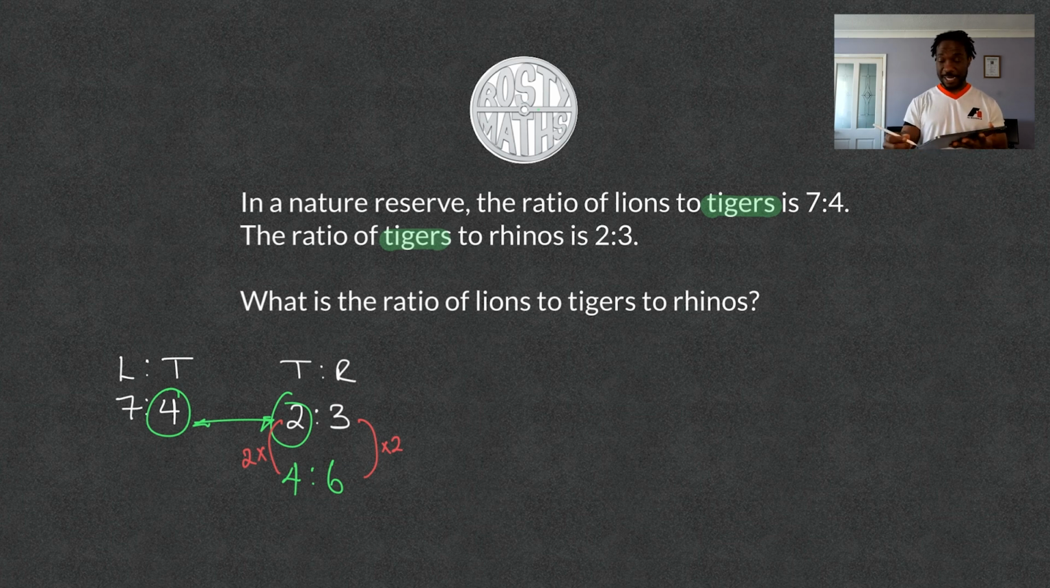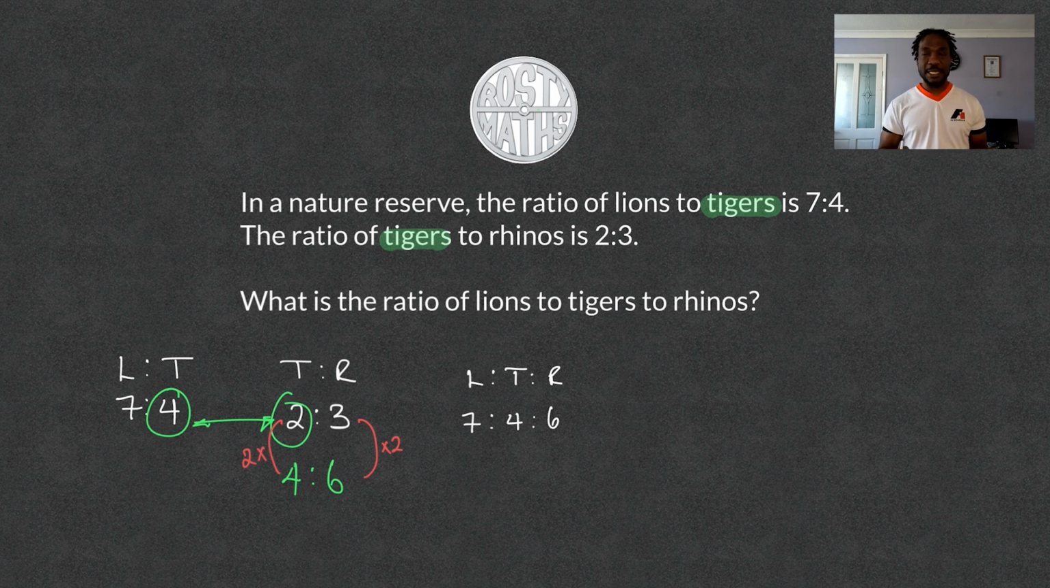Now that I have the same number of tigers, which is 4, I can write the whole ratio. My ratio of lions to tigers to rhinos would be 7:4:6. You can see the 7 with the 4 there, and remember that we've got double 4s here, and then we've got the 6 because you had to scale this up as well.